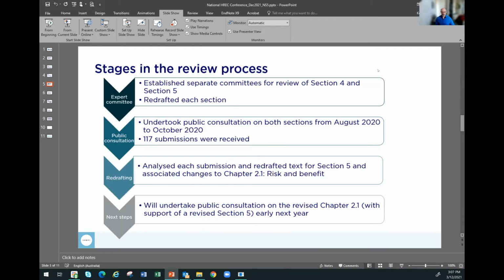The stages in the review process. We do have a pattern for how we do these things. Separate committees to develop material, and then consultation, and then review of the consultation. There were 117 submissions received as part of this consultation, most of which addressed both Sections 4 and 5. Then we analyzed each submission, and because we were changing Section 5, we also needed to change Chapter 2.1 on risk and benefit. The schedule for how we're going to do this, I'll get to at the end. Where we're going to go from here.